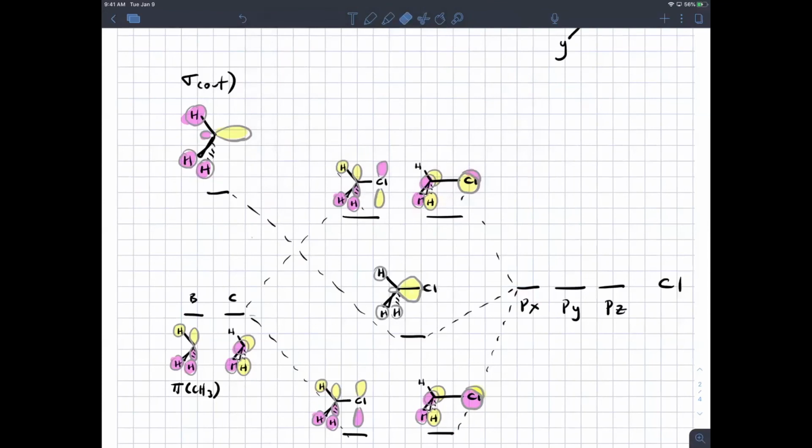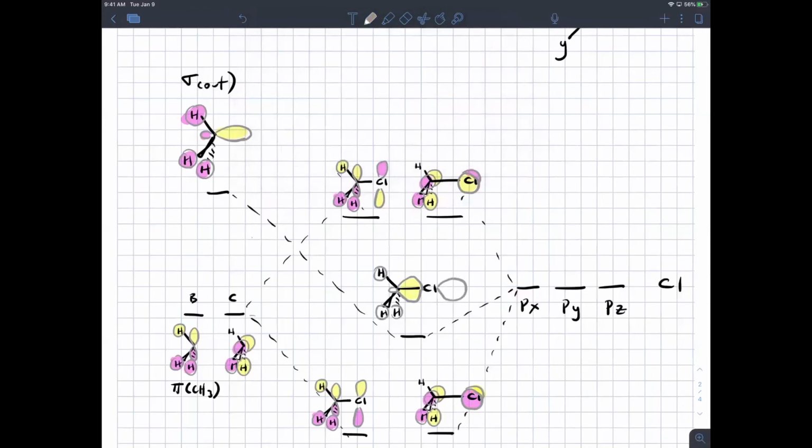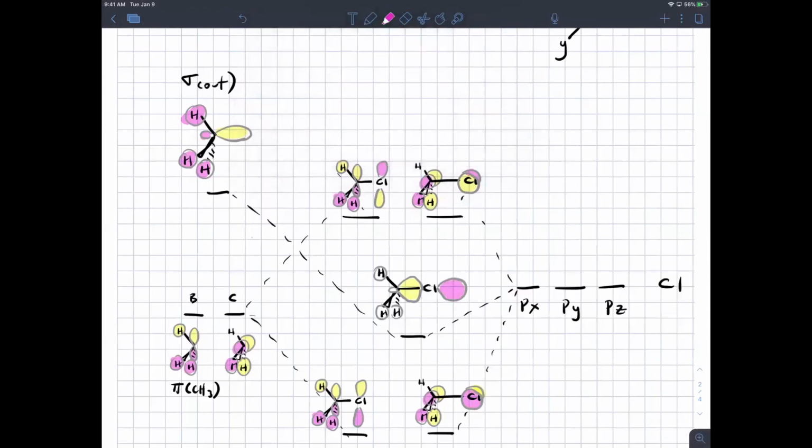And I don't know how fat or large that lobe on the back of chlorine needs to be in order to be realistic, but we just want to communicate that more of this in-phase combination should be on chlorine than it is on carbon, because the chlorine orbital is lower in energy. And then we would draw the out of phase combination.